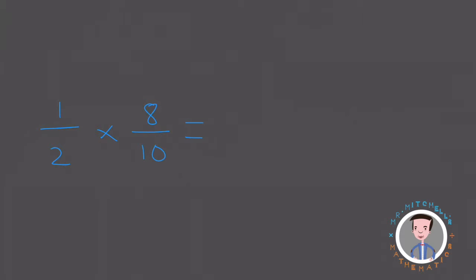You times the numerators, which are the top two numbers, together, and then you times the denominators, which are the bottom two numbers, together. So in essence, you do 1 times 8 for the numerator of the new fraction and 2 times 10 for the denominator of the new fraction. This leaves us with 8 over 20.